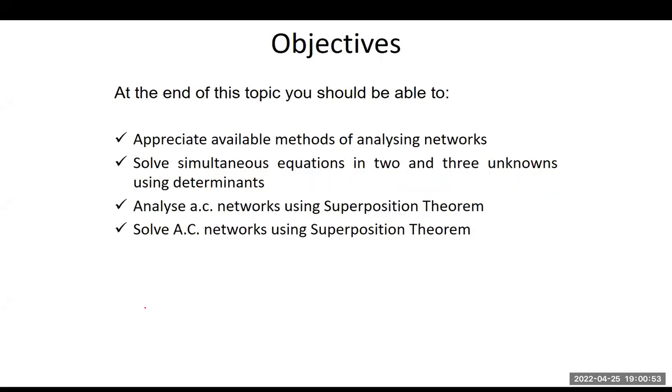These are the objectives of the discussion for tonight. At the end of this topic, you should be able to appreciate available methods of analyzing networks, solve simultaneous equations in 2 or 3 unknowns using determinants, and analyze and solve AC networks using the superposition theorem. This is another theorem that we're going to discuss with AC analysis.